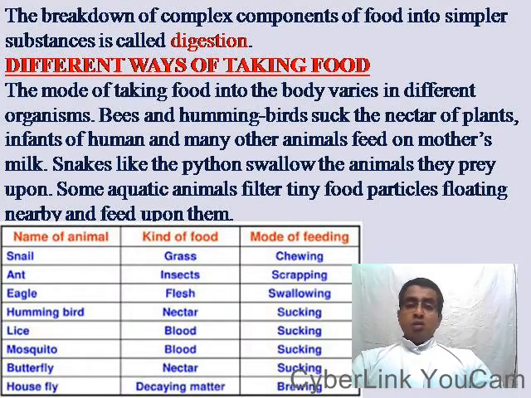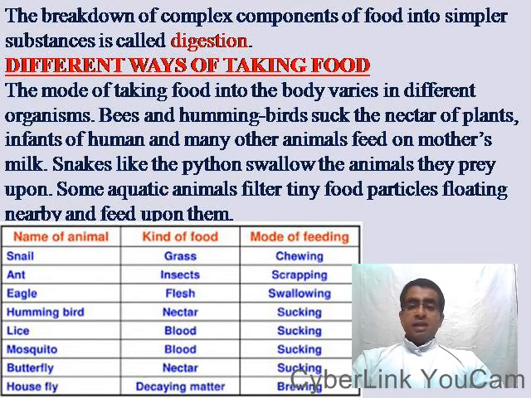The breakdown of complex components of food into simpler substances is called digestion. Let us see once again the definition of digestion. The breakdown of complex components of food into simpler substances is called digestion.